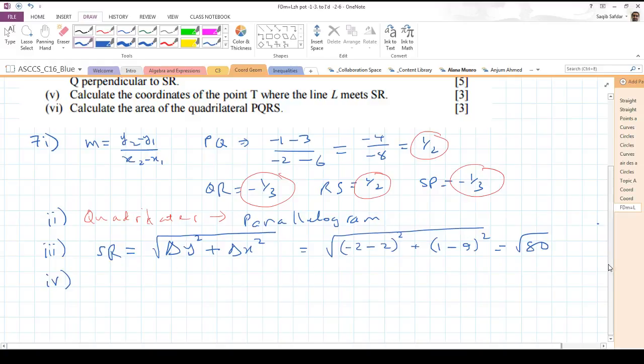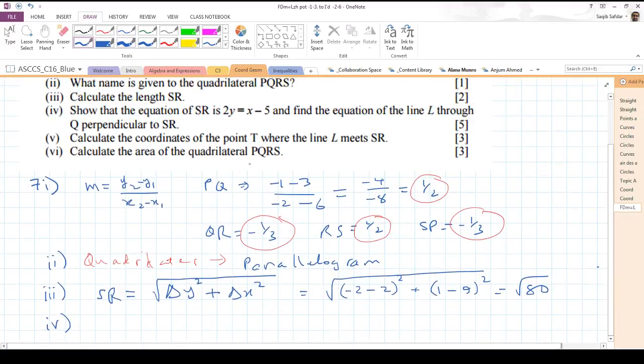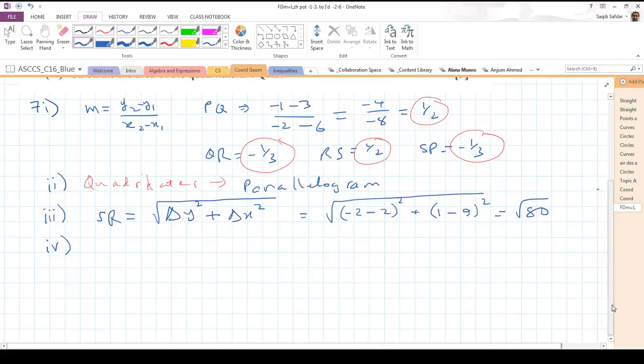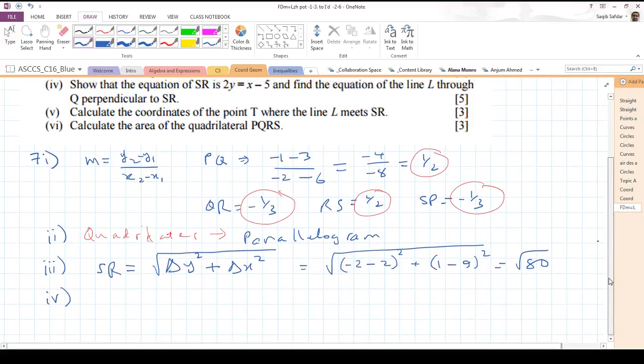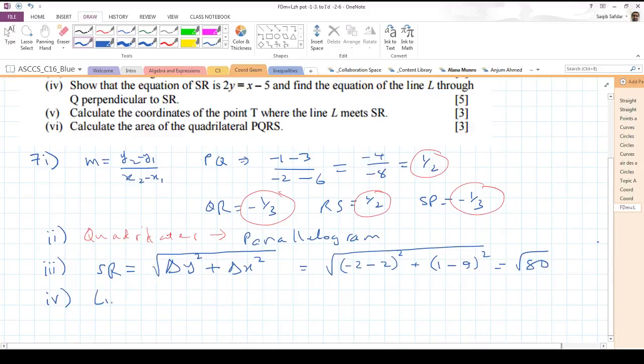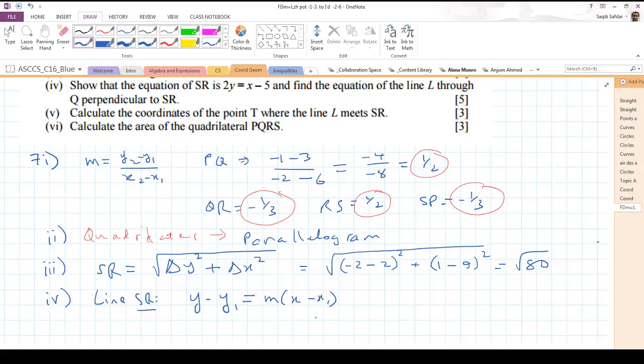Part 4 is show the equation of SR is 2y equals x minus 5, and find the equation of the line L through Q perpendicular to RS. Right, quite a few things to do, so let's just break it down. Let's work out the equation of the line SR. The formula for it is going to be y minus y1 equals m x minus x1. Write that down. You've got to pretend the examiner is a GCSE student. You can't assume he or she is psychic, has a PhD in maths, and knows what you're talking about. You've got to make sure you explain it as much as you can.